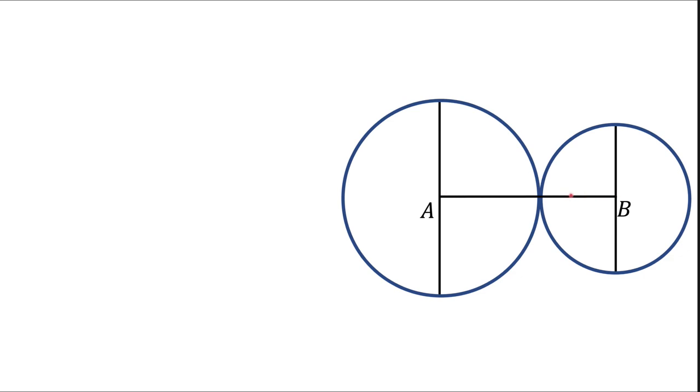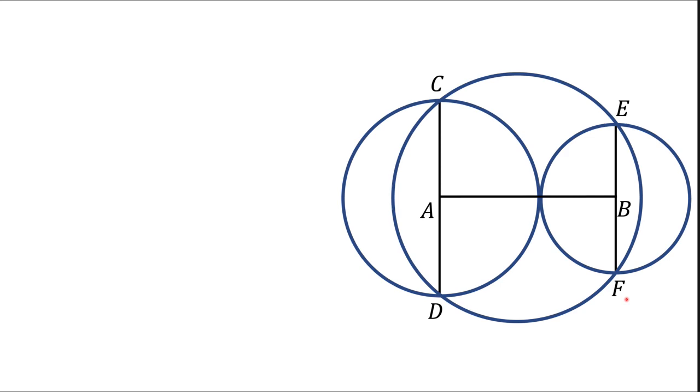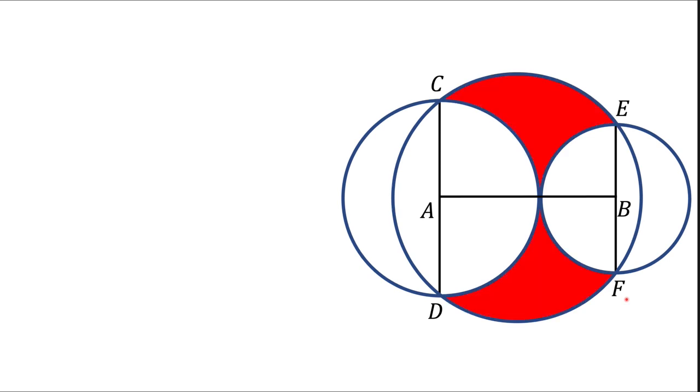Those diameters are going to intersect the circles at points C, D, E, and F, and we're going to draw a circle through those 4 points. We are asked to find the red area, and that is the area of the big circle that is not occupied by small circles. And we are given a piece of information, that is the area of the small circles that sits outside of the large circle.